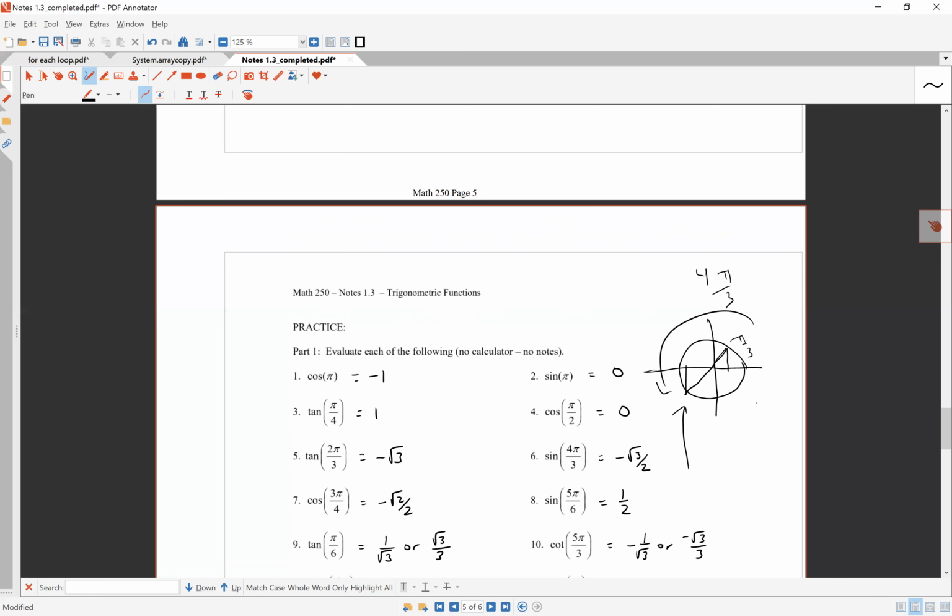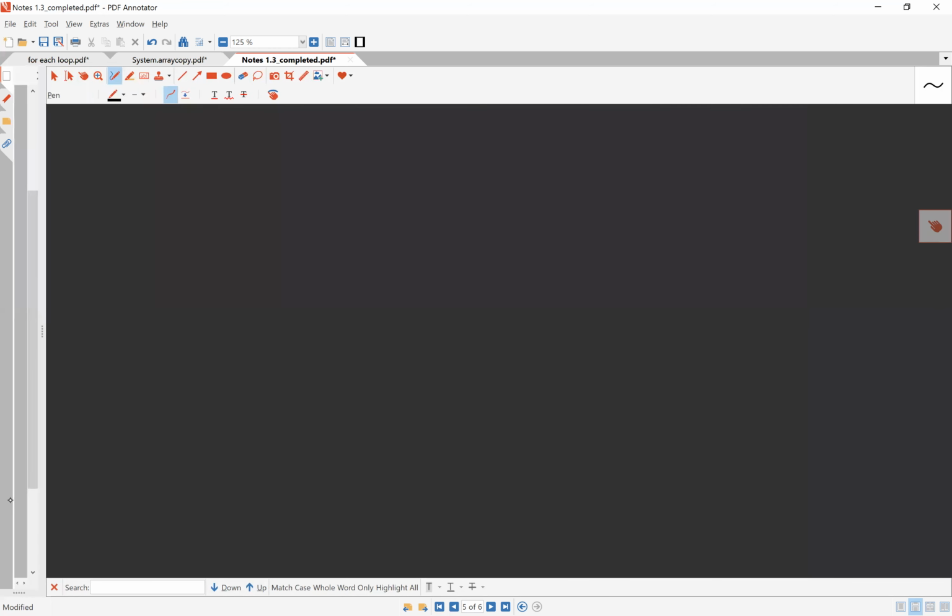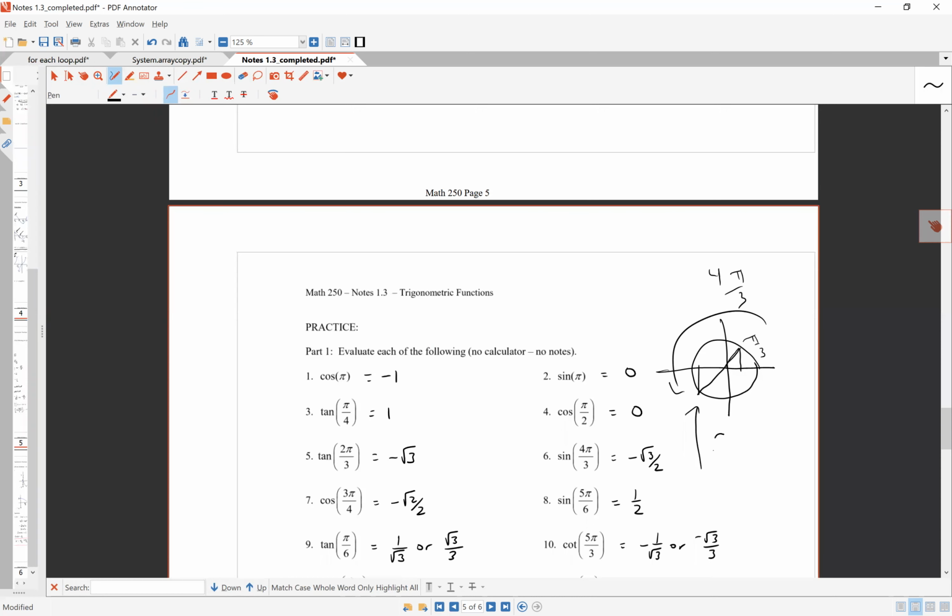Okay, so that's why we get this value right here. Sine of 4 pi over 3 is minus square root of 3 over 2, because we know that sine of pi over 3 is square root of 3 over 2. So at 4 pi over 3, we're going down as much as we're going up at pi over 3. And then we have the bonus problem. Cosine of 4 pi over 3 is negative 1/2.